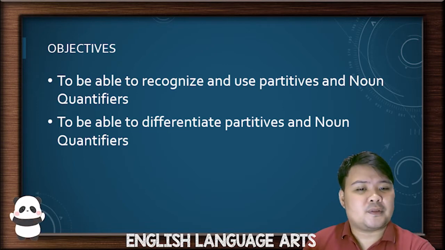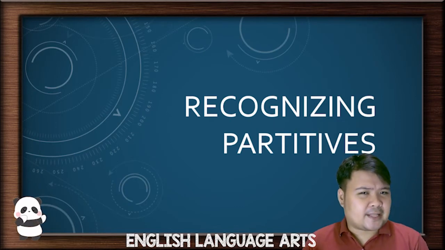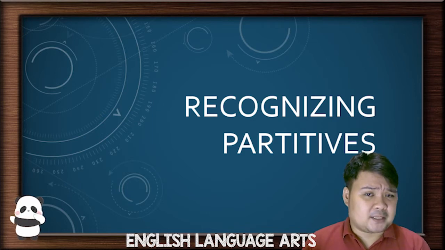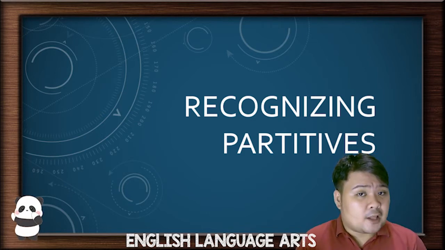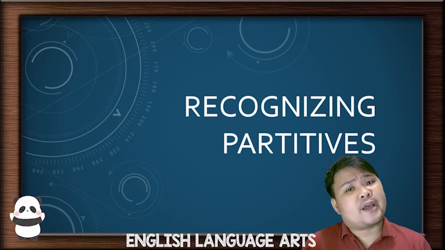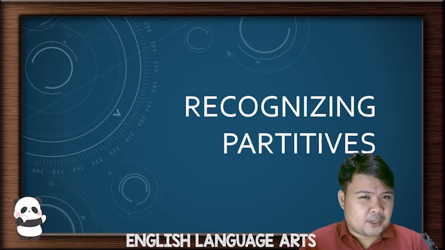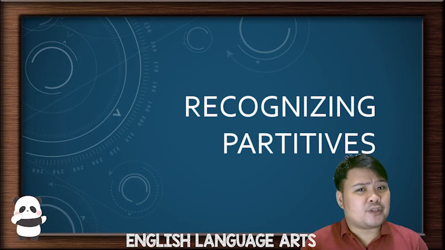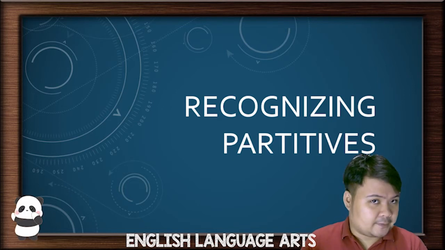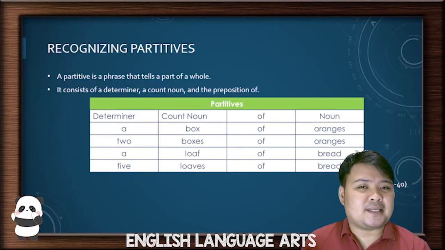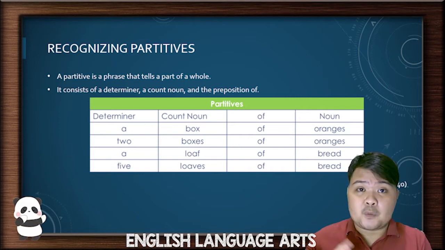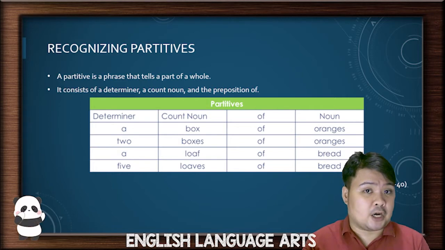Okay, let's go with the first topic, shall we? Recognizing partitives. Before we start discussing partitives, you recall the topic about mass nouns and count nouns? With count nouns, you can easily count them. What about mass nouns? How are you able to give a number for a mass noun? Enter partitives. Partitives are phrases that tell a part of a whole. Coming from the word partitive, it's a part of a whole.